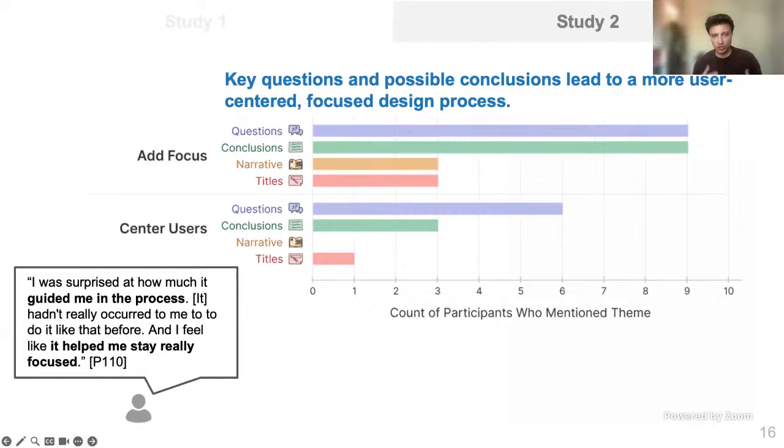So by thinking about what the user might ask or take away, participants found that these approaches frequently centered the user experience and could be helpful in that area as well. So this participant mentions that they were surprised about how much it was a guide. They also mentioned later in this quote that they tend to go down design rabbit holes. And this sort of writing down of the questions and conclusions really helped focus them in on what the output of the design was geared towards.